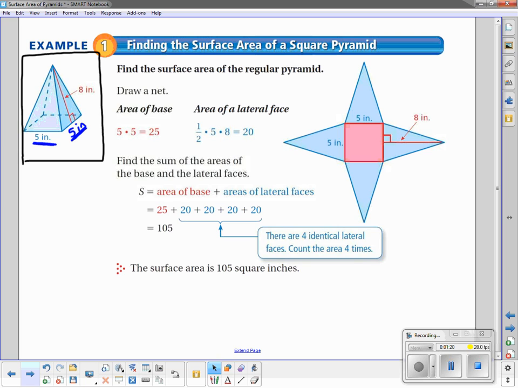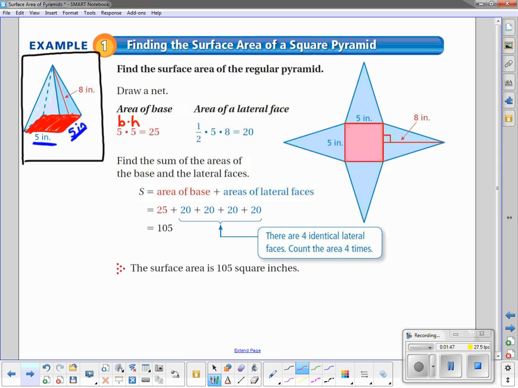So to begin, we have to find the area of the base, which in this case is a square. It looks like a parallelogram, but that's only because of the angle we're looking at it. It's really a square. And so to find the area of that base, we multiply base times height, and base times height gives us 5 times 5, which is 25 square inches.